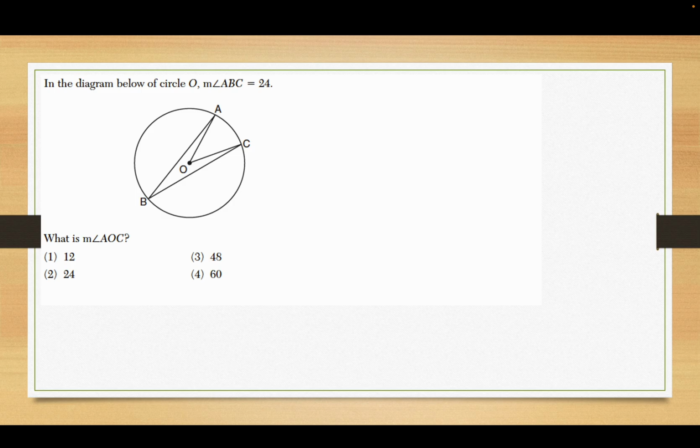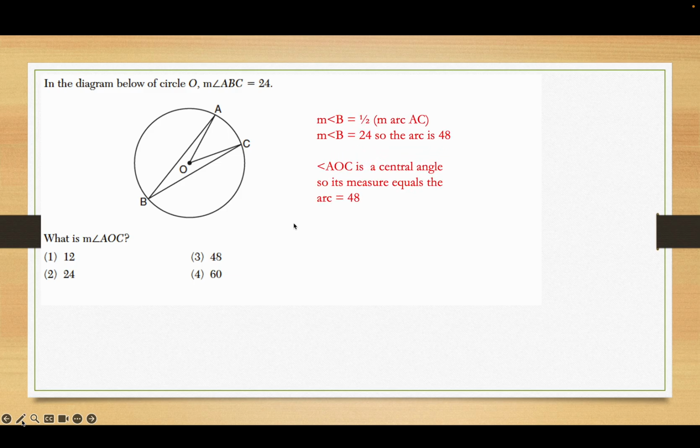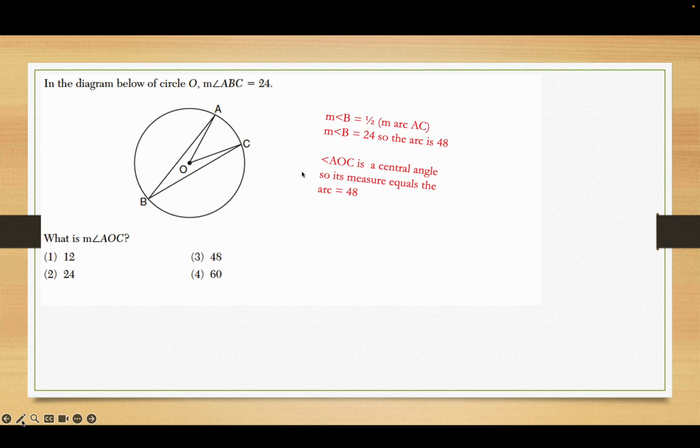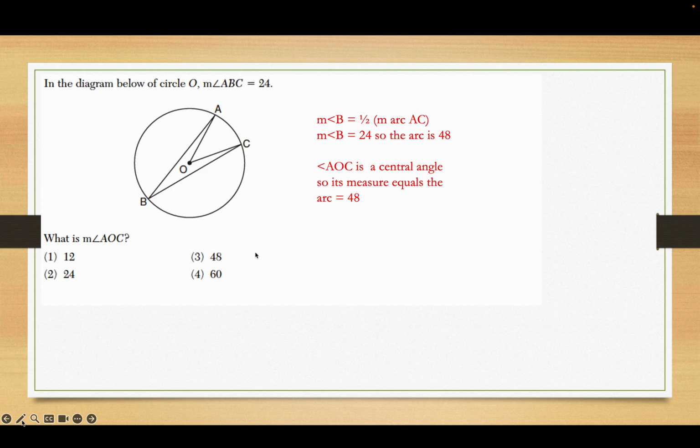So, and we're going to work this a little backwards here, if angle ABC is 24, then that means that arc AC is also 24, which makes angle AOC 24. The measure of angle B is half the measure of arc AC. We're sure of that because B is inscribed. So the measure of angle B is 24, so the arc has to be 48. And then angle AOC is a central angle, so it equals the arc, so 48 is the correct answer.